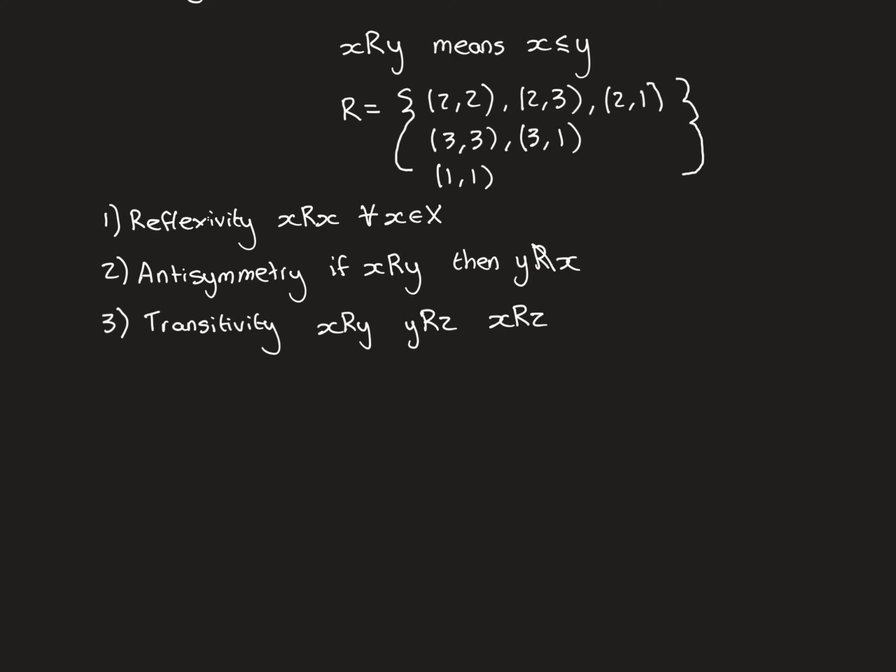And then finally, it needs to again obey transitivity. So if x is related to y and y is related to z, then x needs to be related to z. And again, hopefully that's intuitively obvious. If x is less than or equal to y in your order and y is less than or equal to z, then x needs to be less than or equal to z.